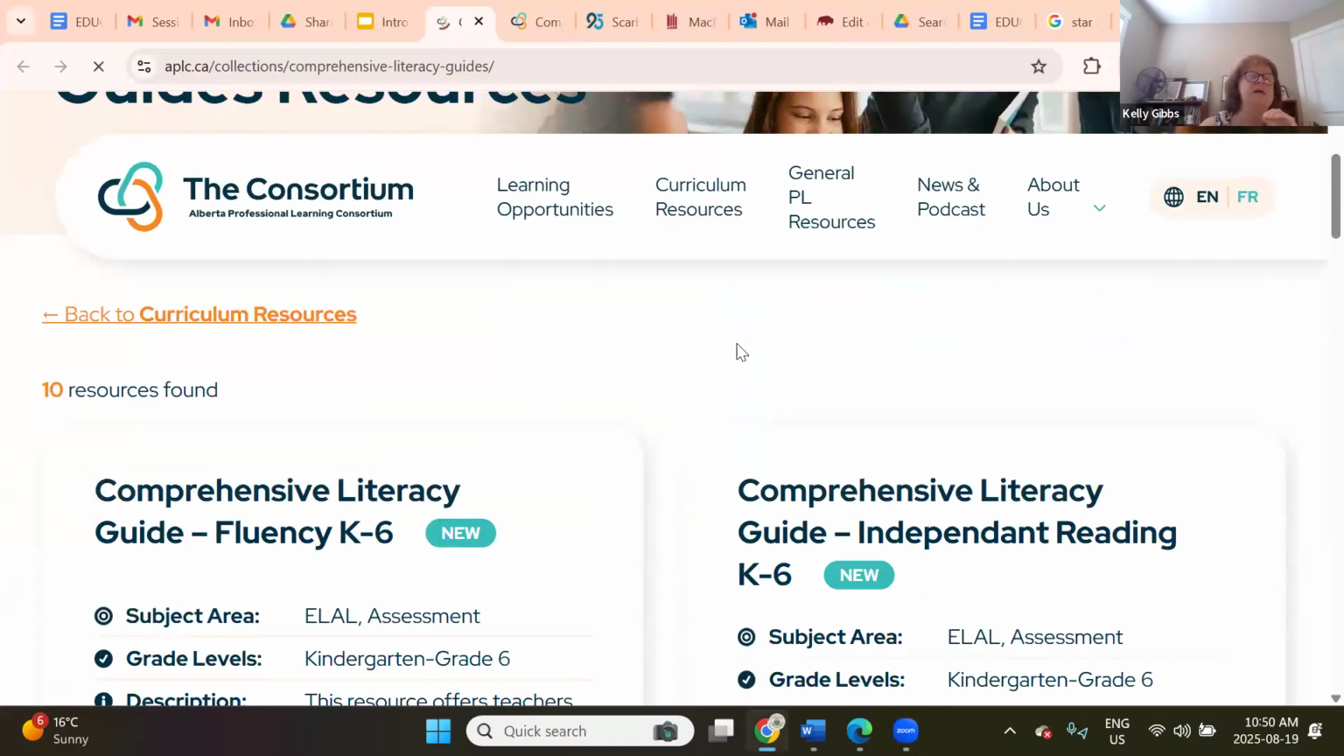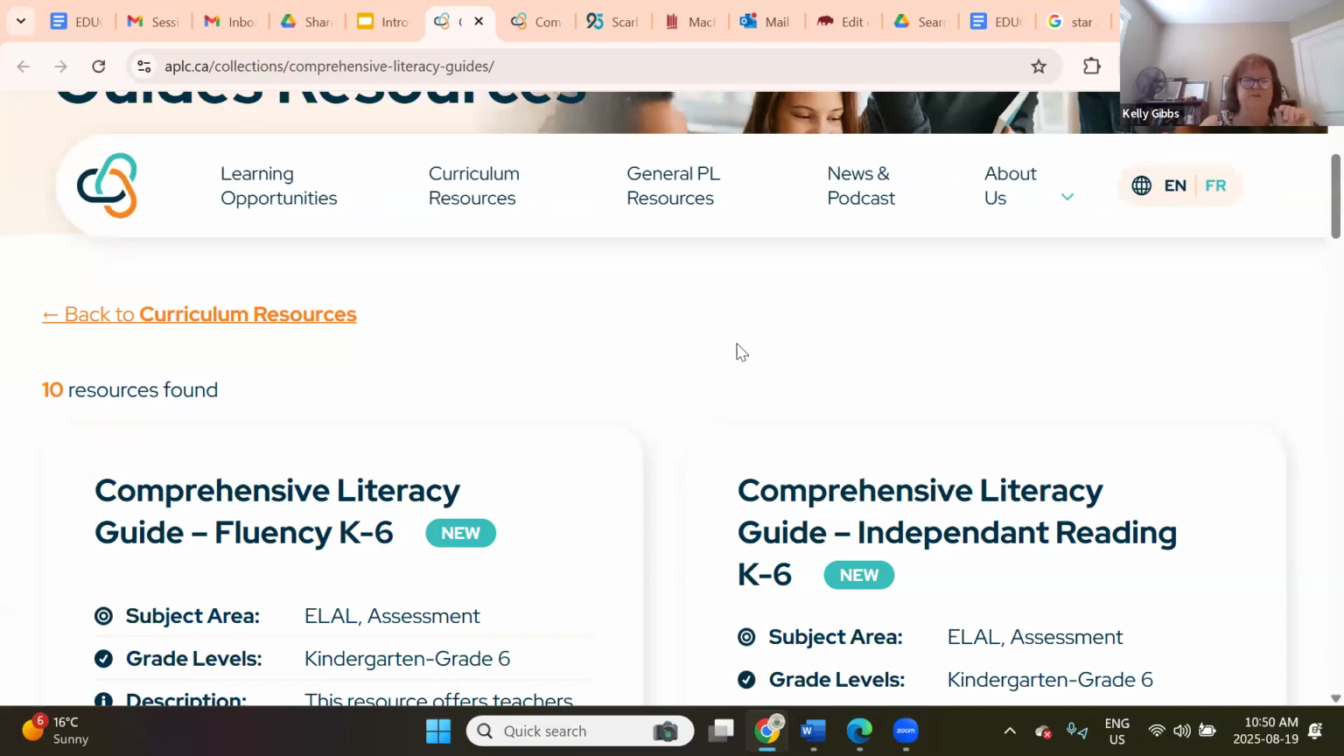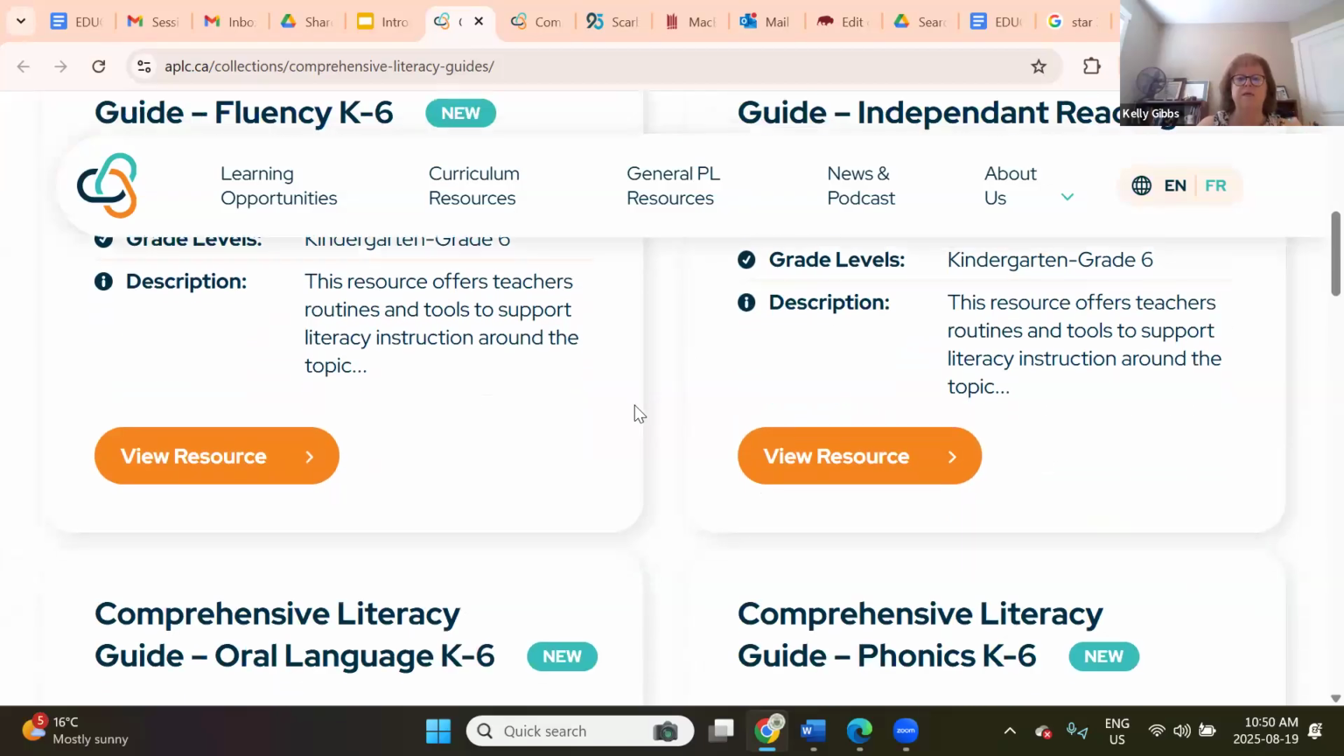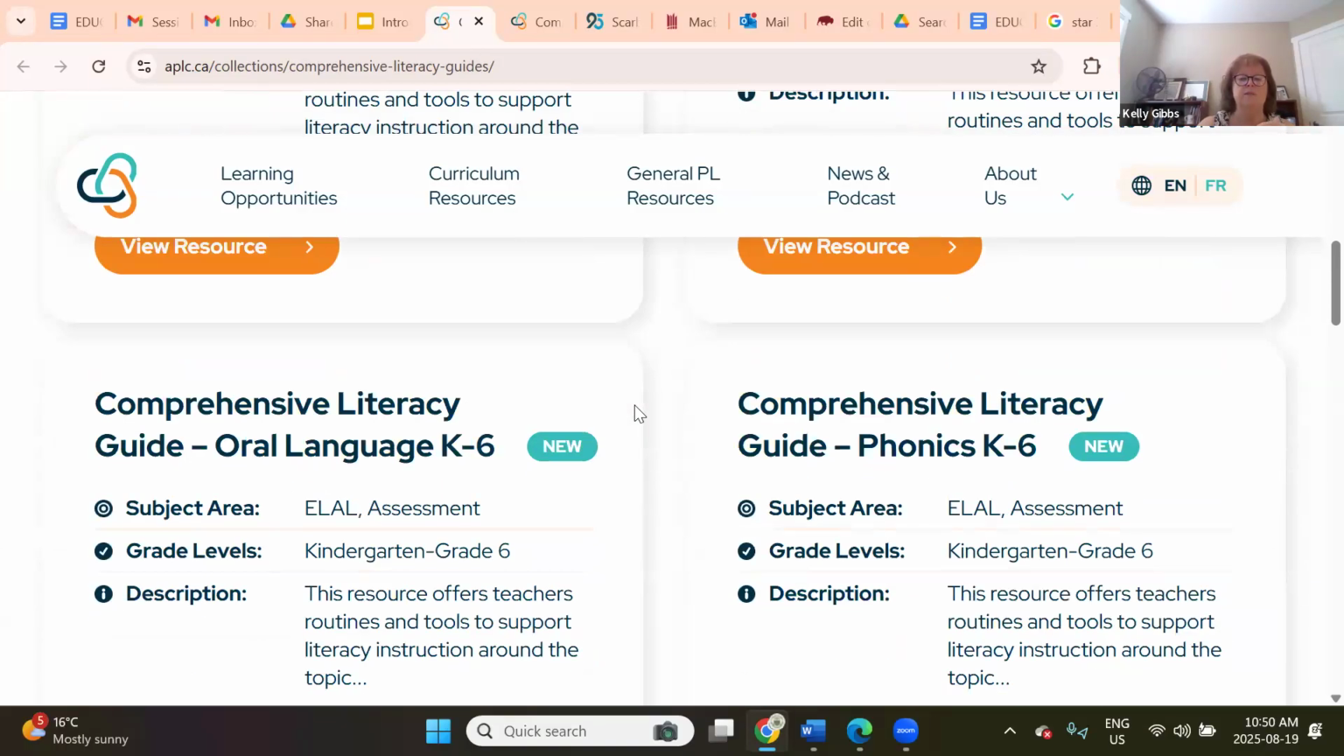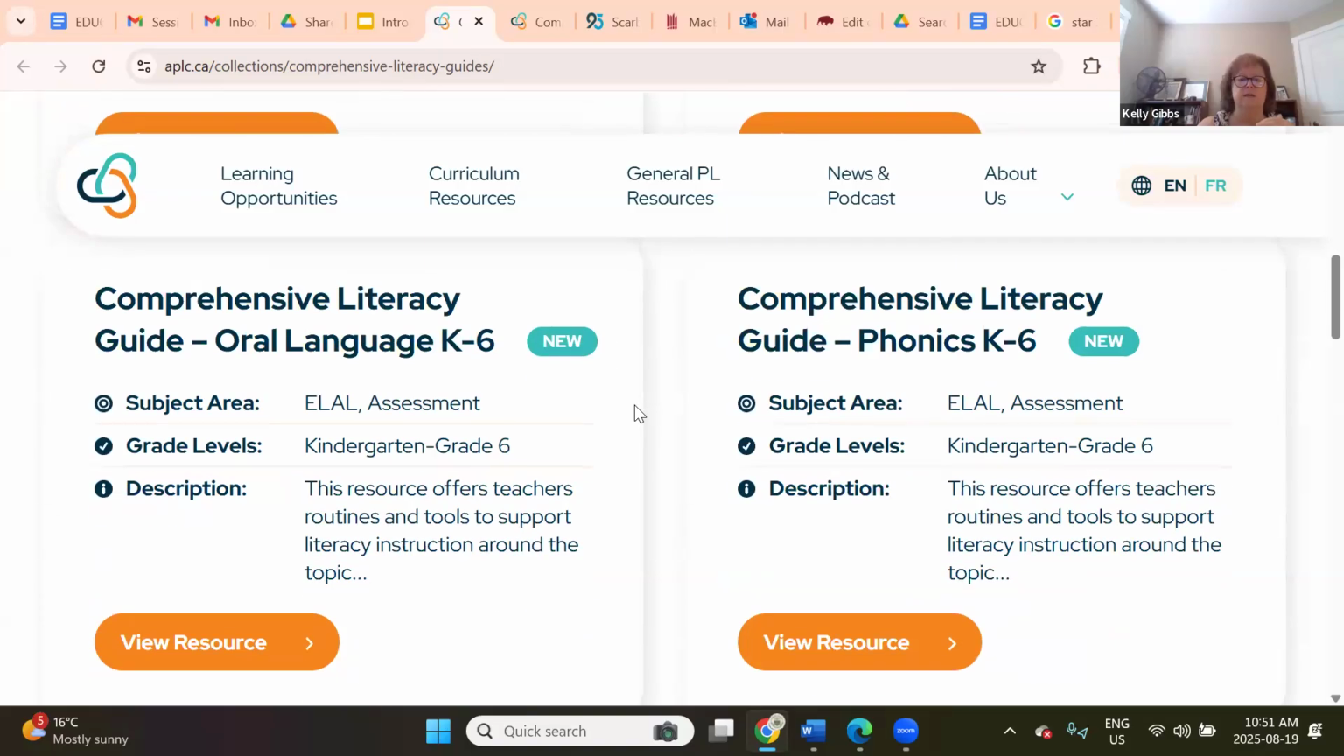This is the link. And the link, just so everyone understands, goes to all of the guides. Right now, the links to individual ones doesn't appear to be.